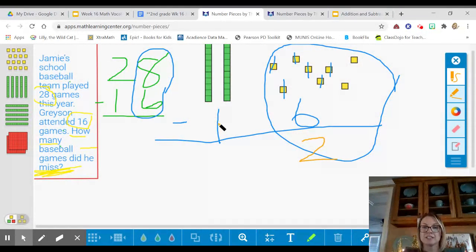Then I'm going to go to my tens place. I have 2. I'm taking 1 away. I have 1 left. So boys and girls, that tells me that 28 minus 16 is 12. Okay? So that's how you're going to solve your problem using the base 10 method. Circle your numbers, underline your keywords. Okay, boys and girls?